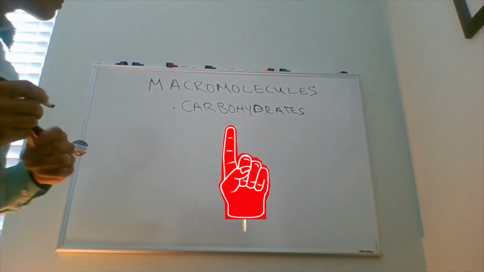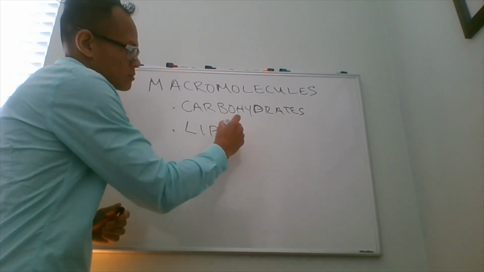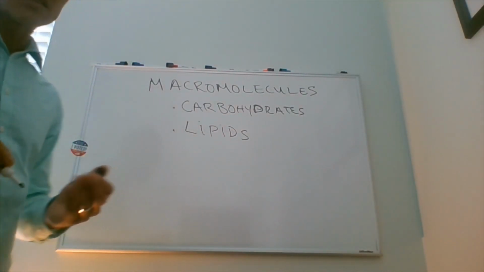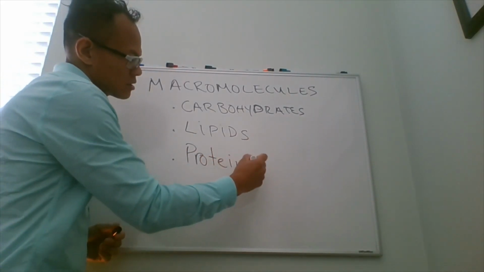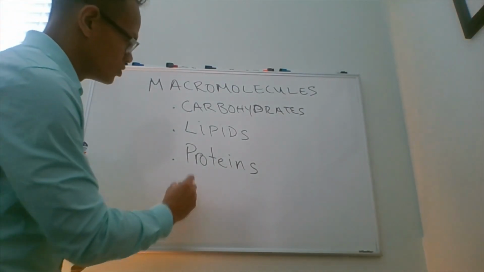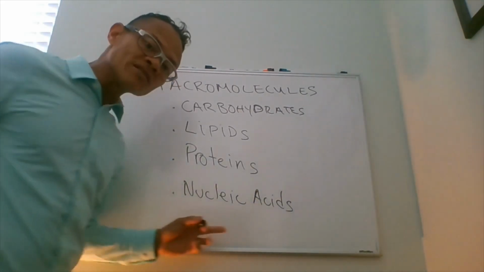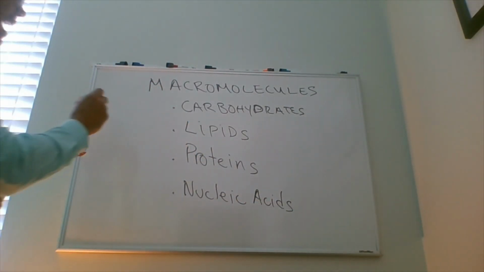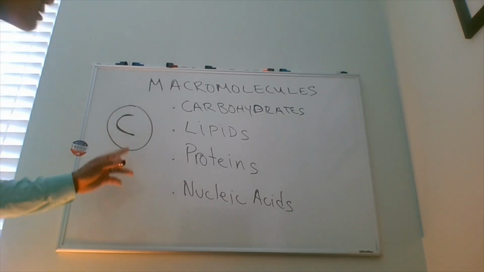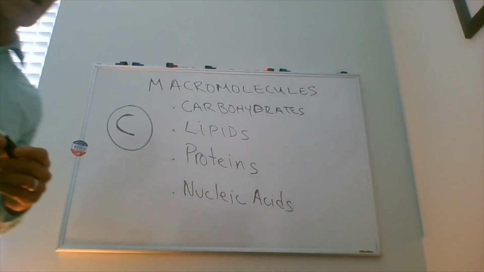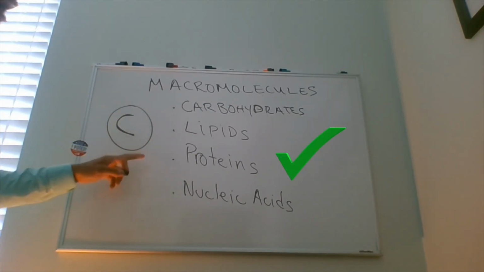Or sugars. Most people know them as sugars, but definitely carbohydrates. The second one is lipids, or fat. Then you have proteins. And finally, you have nucleic acids. One thing that they all have in common is that they have carbon, and that's one of the reasons why they are called organic compounds. Again, there are four macromolecules: carbohydrates, lipids, proteins, and nucleic acids.